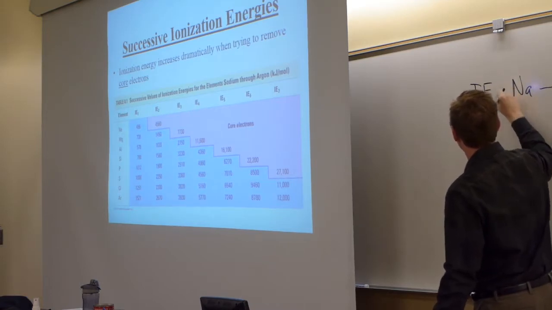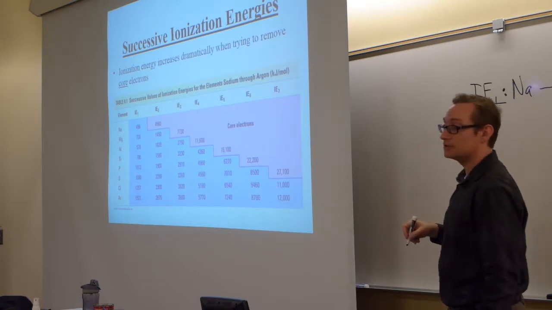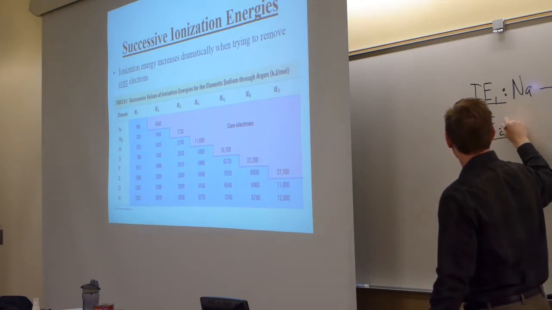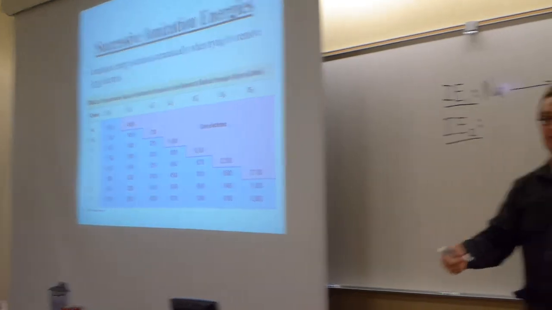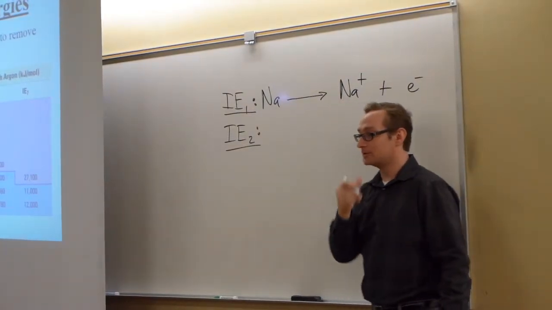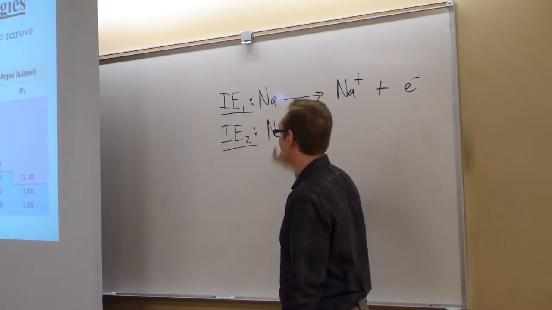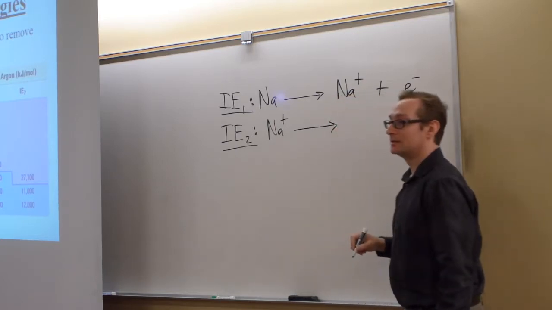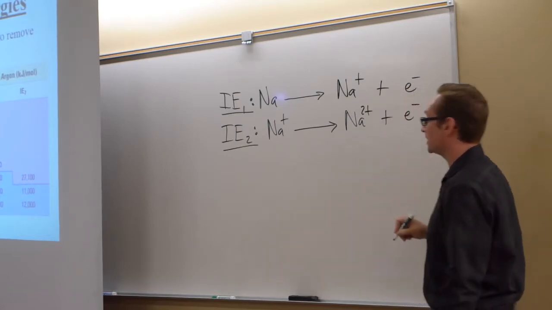What if I was going to write a process for ionization energy 2? Ionization energy 2 means you're pulling a second electron away from sodium. So I'm taking Na+ and turning it into Na2+, removing that second electron.